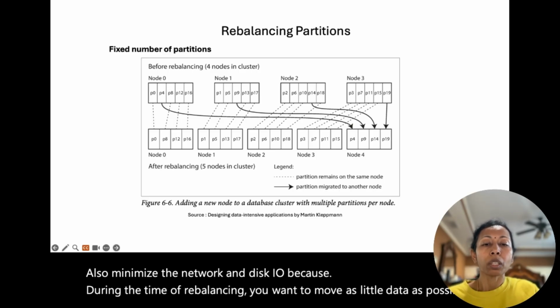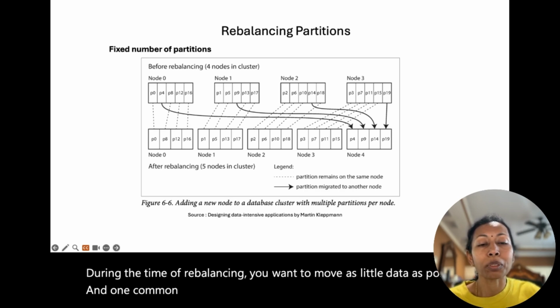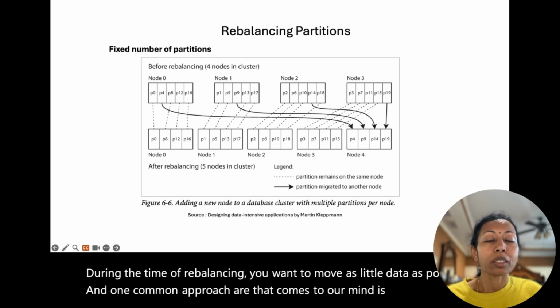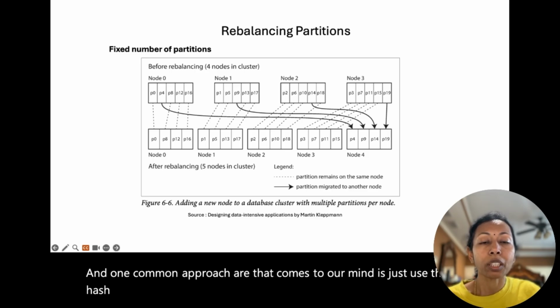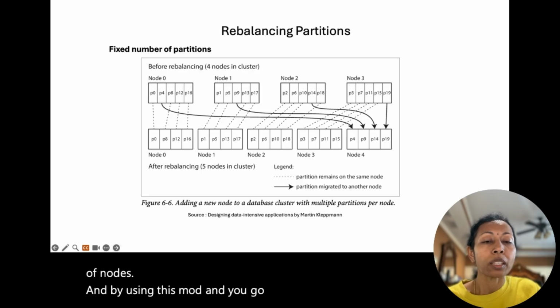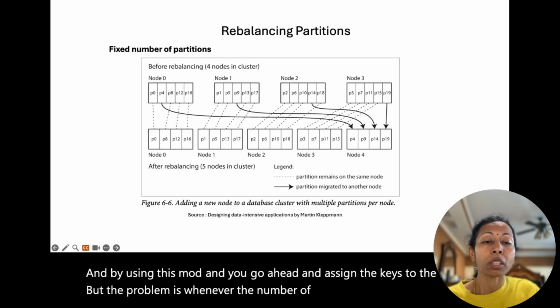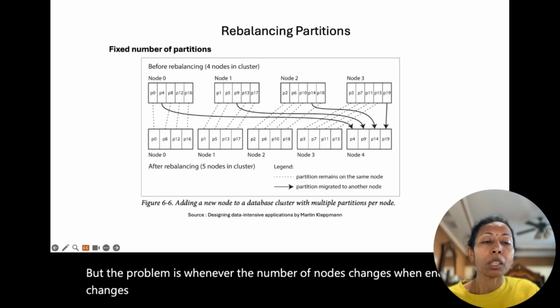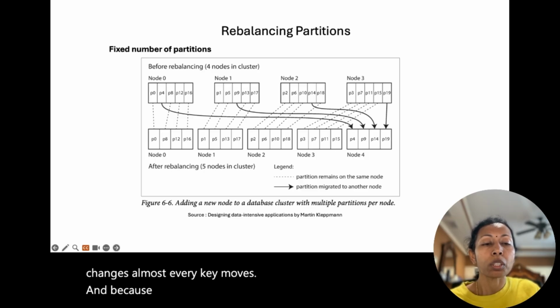And one common approach that comes to our mind is just use the hash of that key and do a modulus with n, where n is the number of nodes. And by using this mod n, you go ahead and assign the keys to the nodes. But the problem is, whenever the number of nodes changes, when n changes, almost every key moves. And because of this huge data move, it is very expensive and also slow.